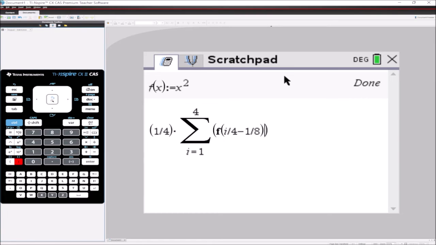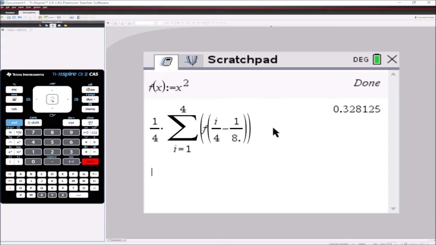Now we want an approximation, so let's put a decimal on this 8 just so we get an approximation. Hit enter, and we get 0.328125.